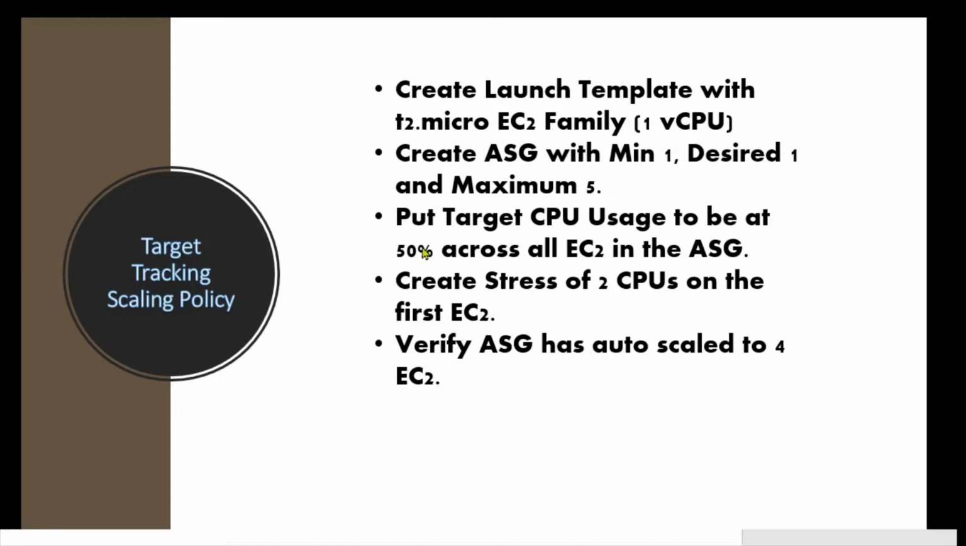Now, to make the CPU usage go up to 50%, we'll create stress on two CPUs on the first EC2 instance created by the auto scaling group. After that, we'll verify that our EC2 instances have gone up to 4 in the auto scaling group. So that's what we'll be doing. The target tracking scaling policy is based upon a target value of a metric that is available for monitoring in the EC2 instance. So let's get started with the lab.